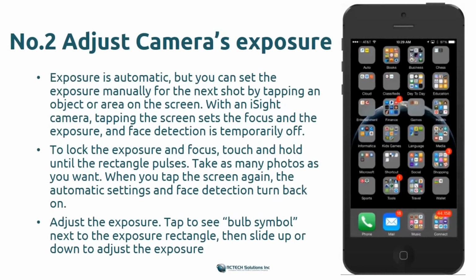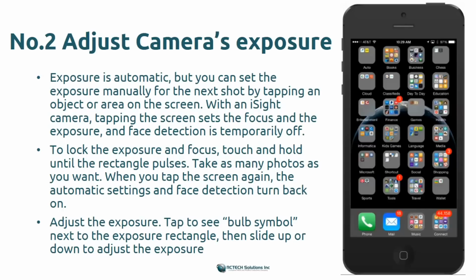Number 2, adjust the camera's exposure. Exposure is automatic, but you can set the exposure manually for the next shot by tapping an object or an area on the screen. With an iSight camera, tapping the screen sets the focus and the exposure, but face detection is temporarily off.